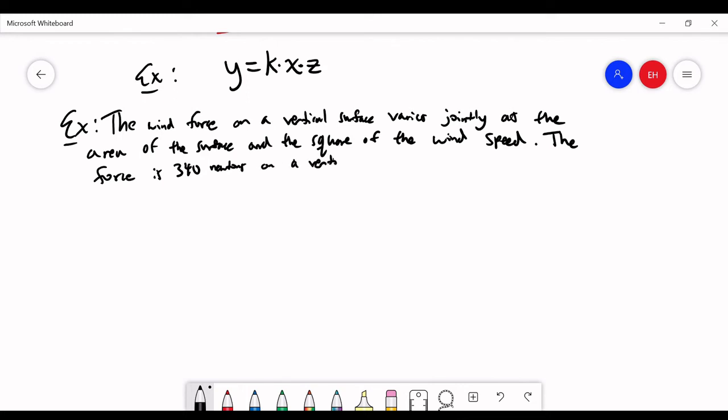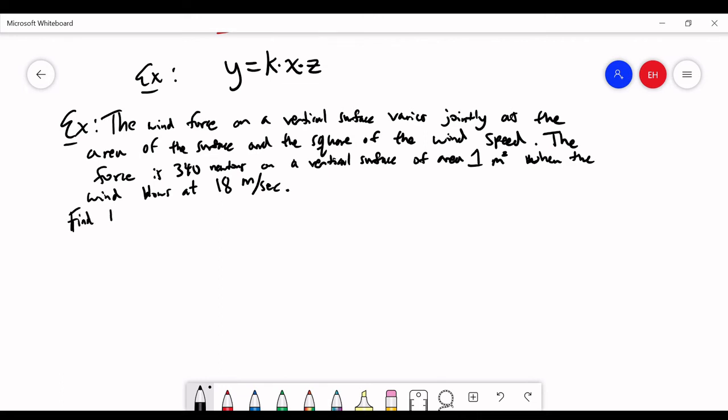And then we are told that the force is 340 newtons on a vertical surface, with an area of 1 square meter. And we know that happens when the wind blows at 18 meters per second. Okay, and we need to find the force.